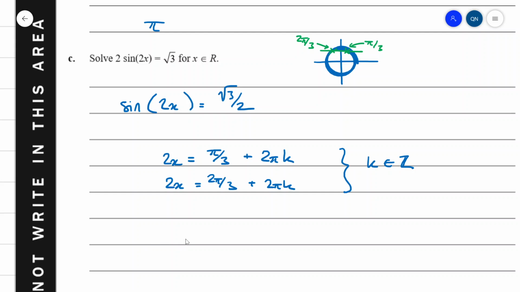So we want to find x, so just divide by 2. So our final answer should look something like this. X is equal to pi on 6 plus pi times k, or x is equal to pi on 3 and then plus pi times k, where k is an integer.